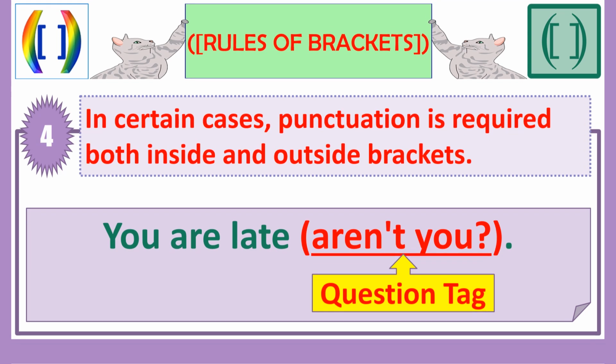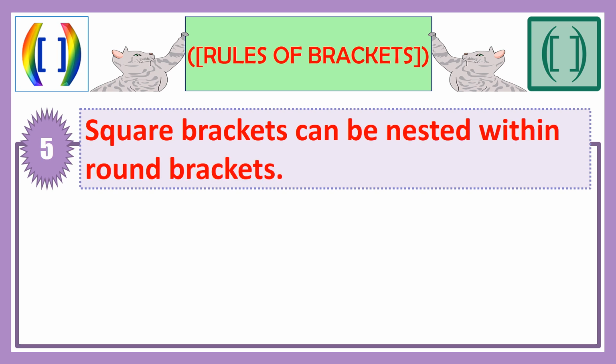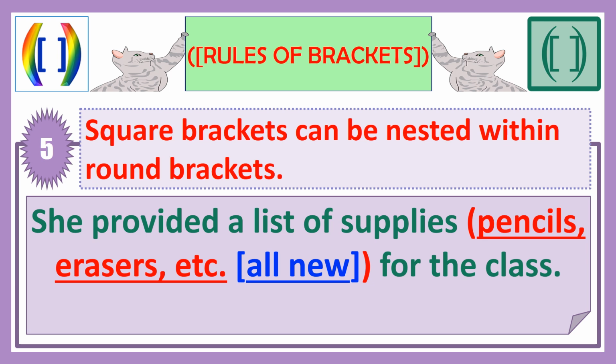Rule 5. Square brackets can be nested within the round brackets. Consider this example. Here the enclosed information within the square brackets, all new, serves as extra information for the enclosed information within the round brackets, pencils, erasers, etc. And the entire enclosed information within the round brackets, pencils, erasers, etc. all new, serves as clarification to supplies.